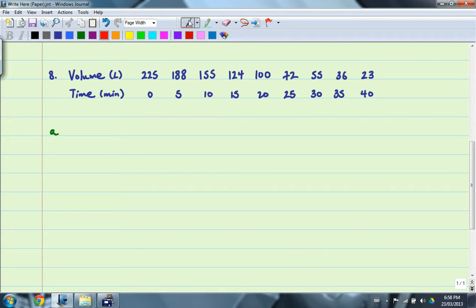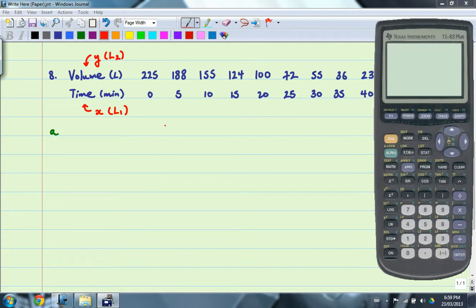The first part asks us to plot the data as a scatter plot and then describe the trend. So the only tricky thing about this is that time is actually the independent variable, so I want it to be x, and therefore is L1. And volume is dependent on the time, so I'm going to let this be the y, and so it will be L2. So when you enter the data in your calculator, it will be a little bit crisscross, but if you are diligent, you should be able to manage.